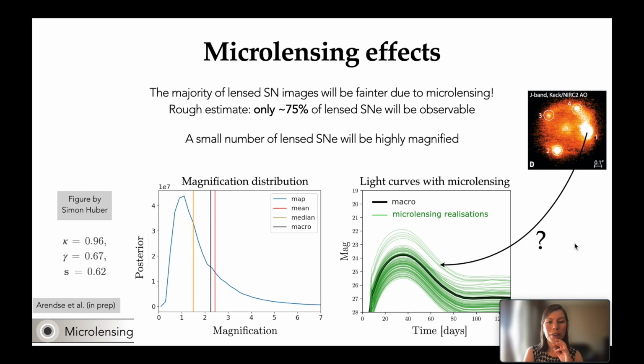And another effect that can occur due to microlensing is that the light curves get a bit distorted from the original shape. And you can see one example over here that doesn't follow the original shape so well. But for the majority of the light curves, they do seem to obtain mostly the same shape, which makes our life a bit easier if we want to determine time delays.